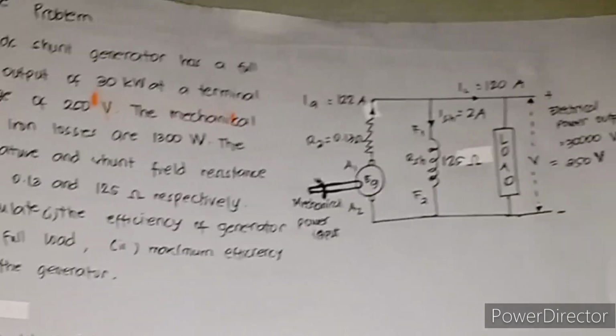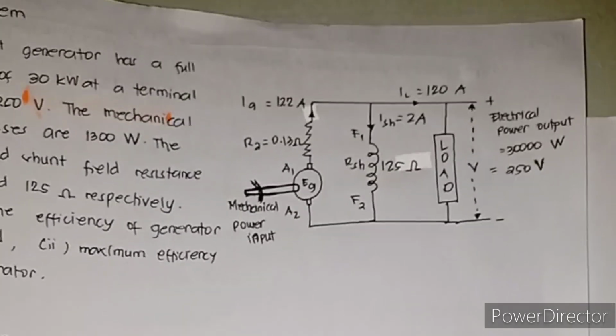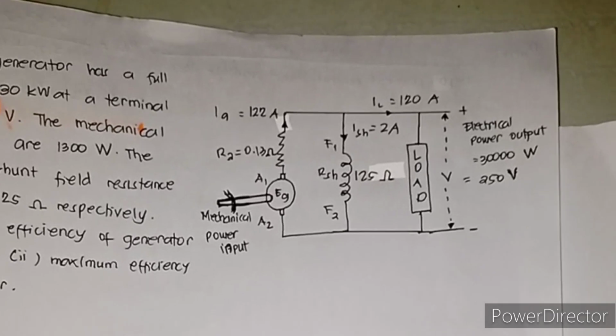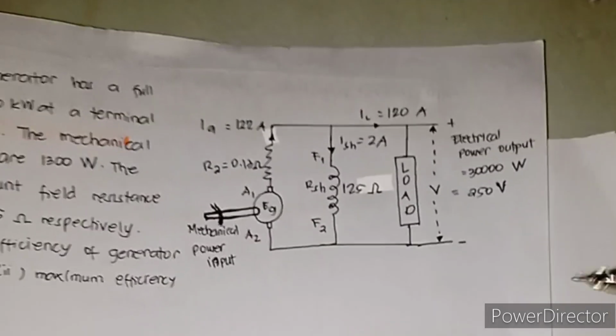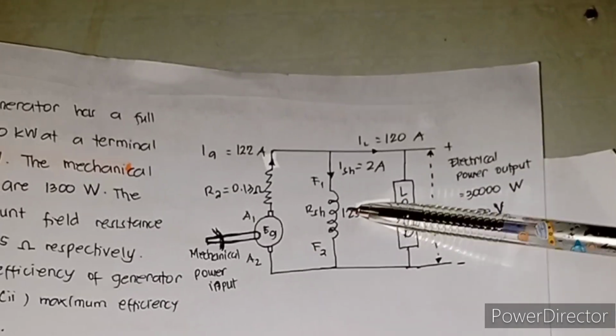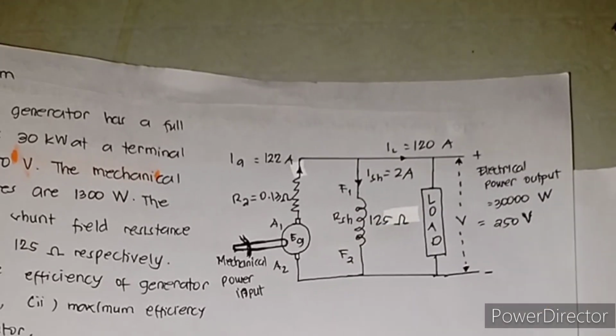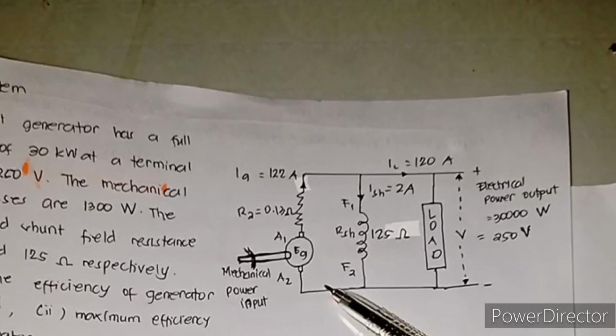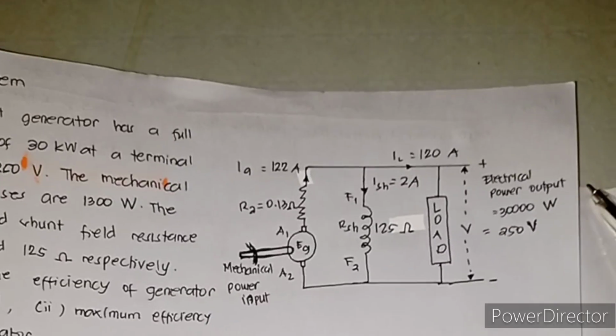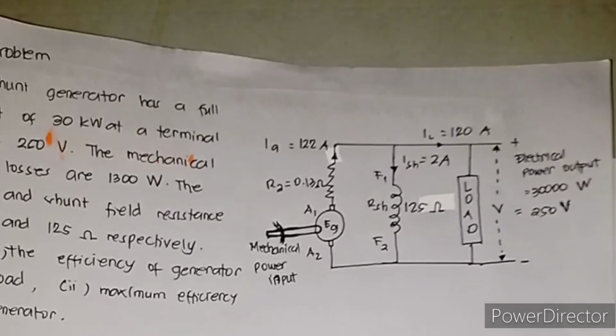We have a schematic diagram here. A schematic diagram of a DC shunt generator in which the field winding is connected in parallel with the armature. The mechanical is the power input and the electrical is the power output.